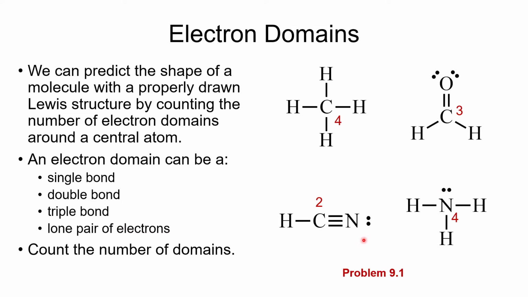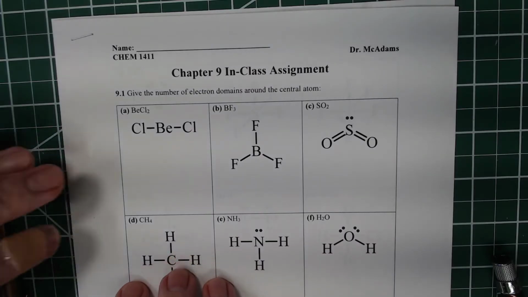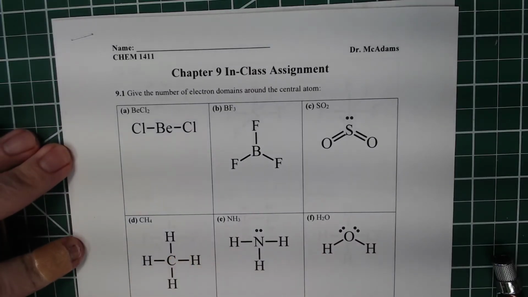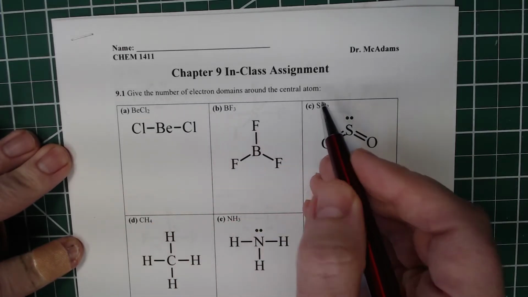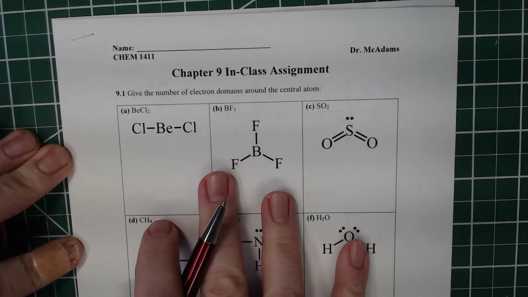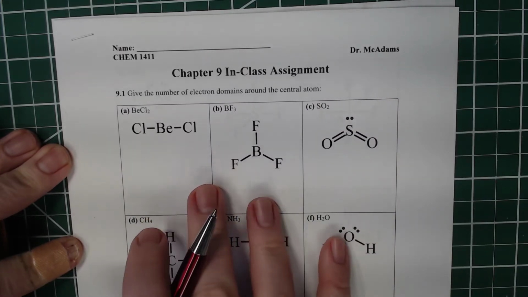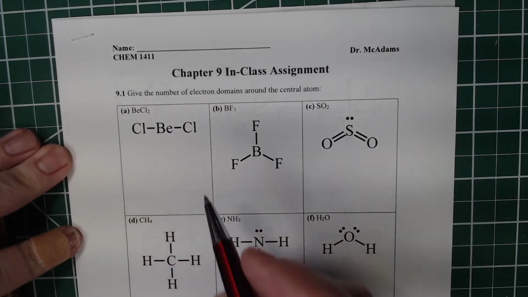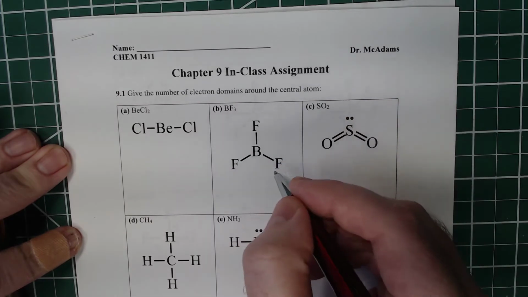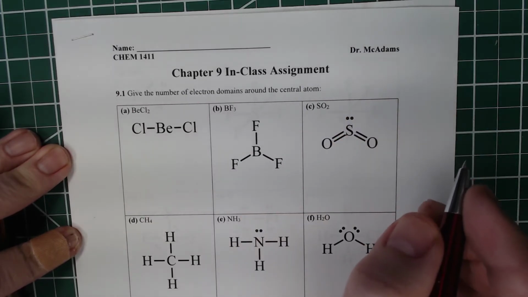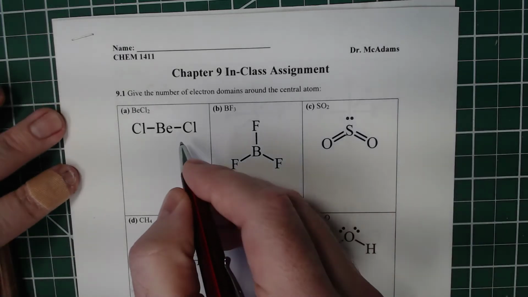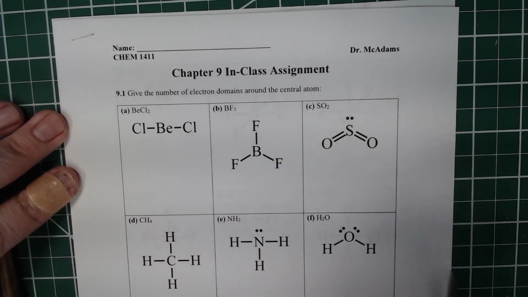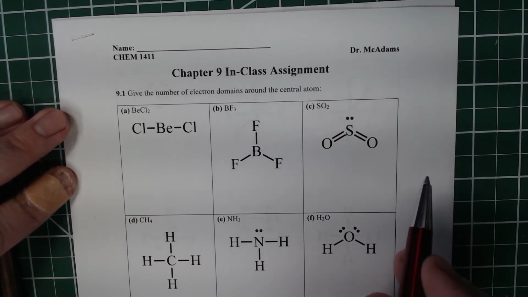So let's go to problem 9.1 on the in-class assignment. Here is 9.1, and it says give the number of electron domains around the central atom for each of these. Now I've drawn the Lewis structure on this, and I did that for convenience purposes. But I did not put lone pair electrons on perimeter atoms because that just made it look more confusing. I only put lone pair electrons on the central atom. So in case you're wondering, yes, there should be lone pair electrons on chlorine and fluorine there and the oxygens over here, but I decided not to do that.